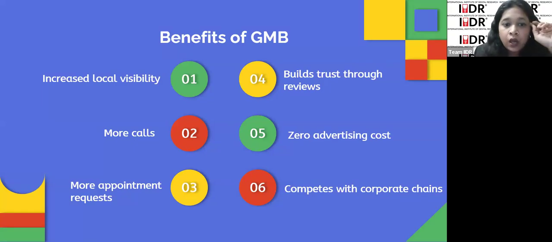Okay. So the sixth is you compete with corporate chains. Even a single chair practice, if you have a good GMB profile, will rank higher than corporate chains also in the same locality or in the vicinity. You need to maintain it well. Okay. So overall, what do you see now? GMB is not just visibility, it impacts patient flow, trust, and growth.